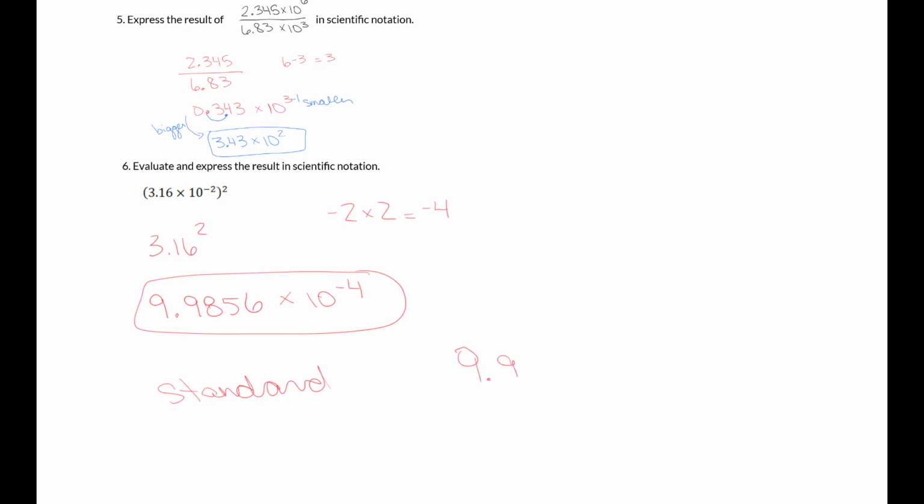9.9856 times 10 to the negative 4th. So since this is negative, I'm going to move the decimal. So 1, 2, 3, 4. Put your zeros. So standard form would be 0.000 with 3 zeros, and then the number. So that would be the answer in standard form if we wanted to do that.